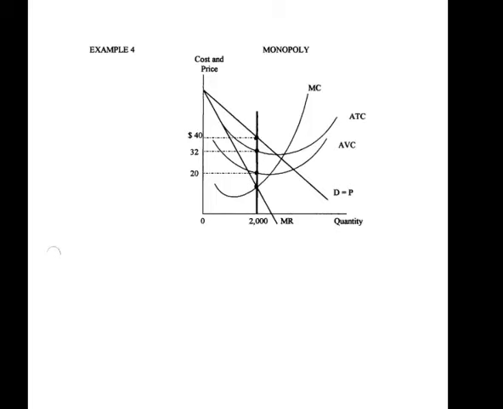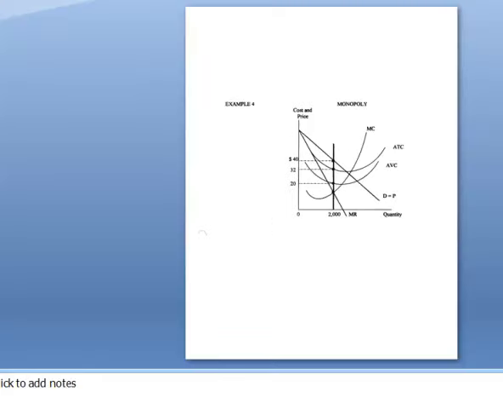But we're mainly interested here in figuring out quantity, which in this case is 2,000, price, which is 40, and profit. If the total revenue is 80,000 and the total cost is 64,000, then the profit is the difference, which is 16,000. And the profit per unit is price, 40, minus ATC, which is 32. So the profit per unit is $8, and then you can multiply that by 2,000 to get the $16,000 profit. Okay, let me go back again to another graph.